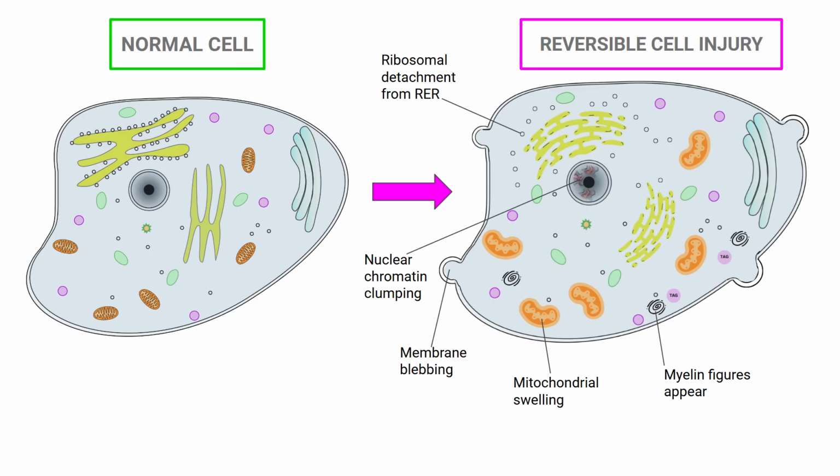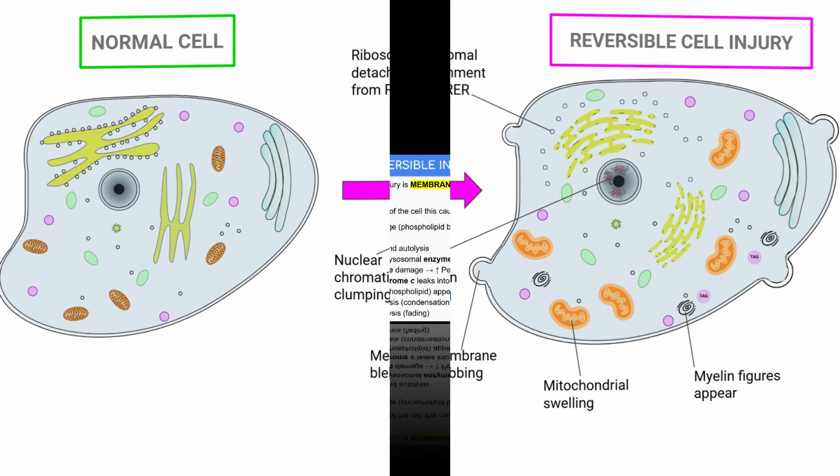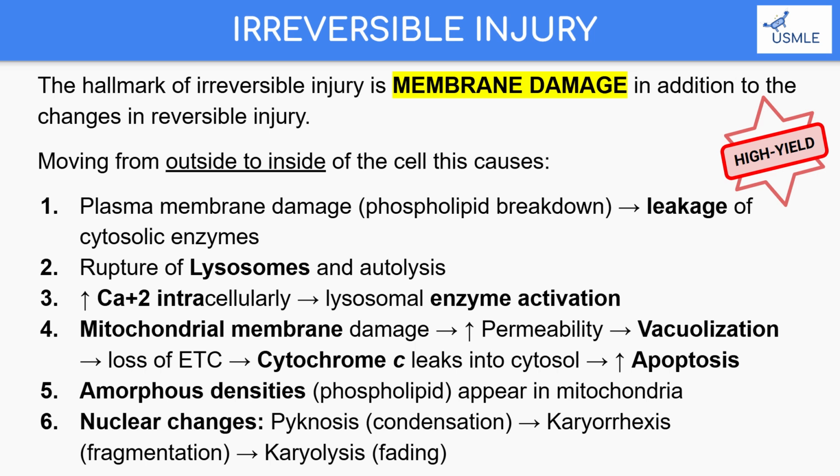Here is an image showing the cellular changes after reversible injury. Moving from outside to inside, you can see the changes in the membrane down to the nucleus where the chromatin is clumping. As cells progress from reversible to irreversible injury, the key hallmark is membrane damage, which marks the point of no return for the cell. Let's explore how this damage unfolds, starting from the outside and moving inward.